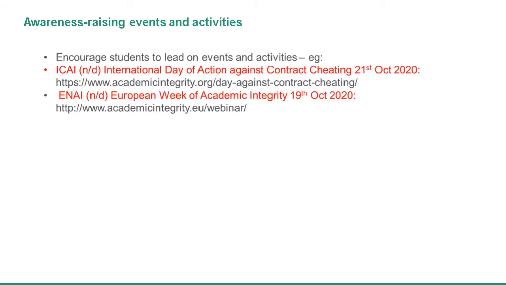There's just a slide here which suggests that you might like to get involved in some activities. The week of the 19th of October, and particularly the Wednesday of that week, is an International Day of Action on Contract Cheating and the European Week of Academic Integrity. There are some links there.